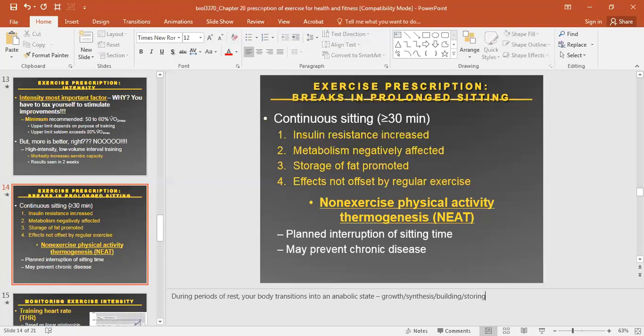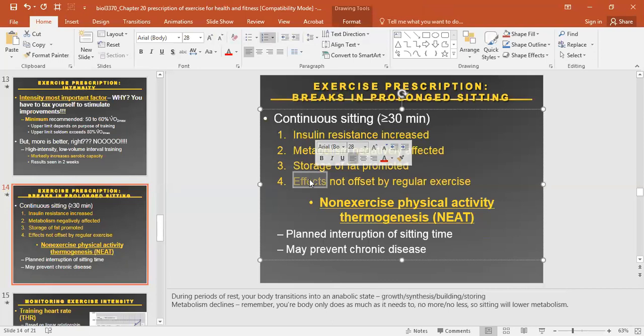All of those things are happening in an anabolic state. Continuous sitting has an extremely negative effect on metabolism. Remember, your body only does as much as it needs to. No more, no less. So sitting will lower metabolism and promote fat storage. So think anabolism, growth, synthesis, building, storing. That storing is storage of fat. That's promoted when you're resting. These effects are not offset by regular exercise.